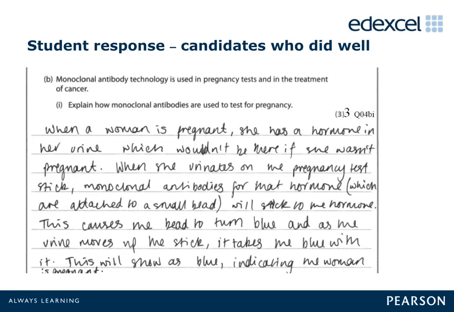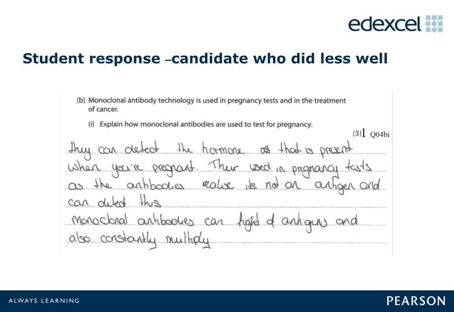This candidate has also given a response worthy of 3 marks, showing excellent understanding of the role of monoclonal antibodies in pregnancy testing. This candidate did less well, but was able to gain 1 mark for understanding that it was the hormone that stimulated the monoclonal antibodies to show colour.